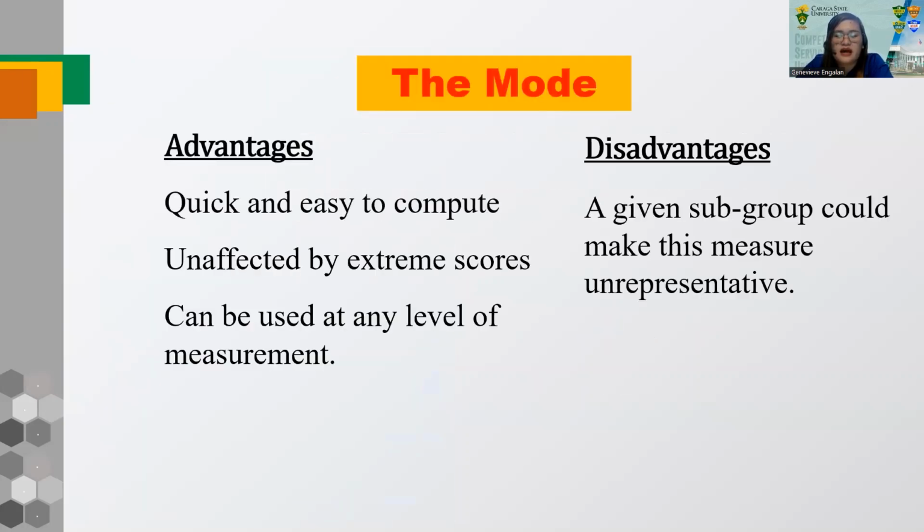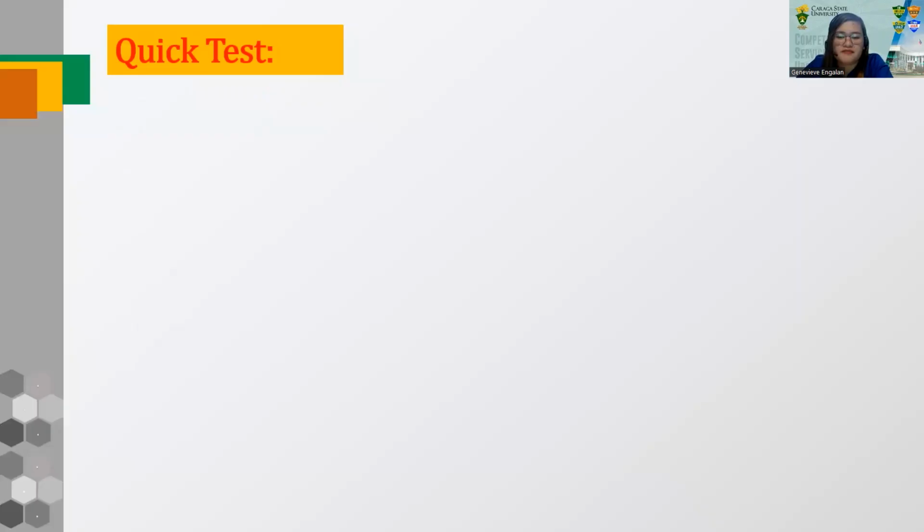Okay, so the advantage of the mode is that it is very quick and easy to compute. It is not affected by extreme scores, because of course it just counts the most frequent. And this can be used at any level of measurement. However, a given subgroup could make this measure unrepresentative.